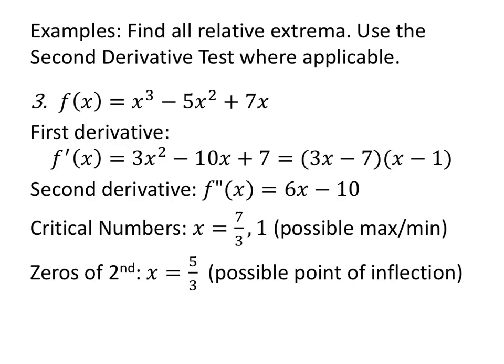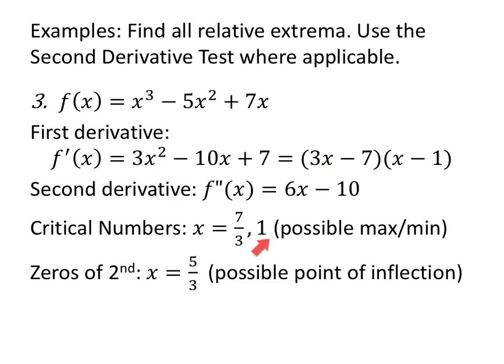Good work. Find all relative extrema. Use the second derivative test where applicable. Another polynomial, x cubed minus 5x squared plus 7x. Take the derivative. 3x squared minus 10x plus 7. And I can factor this. Why would I choose to factor it? I choose to factor it so that I can easily find my critical numbers of 7/3 and 1.